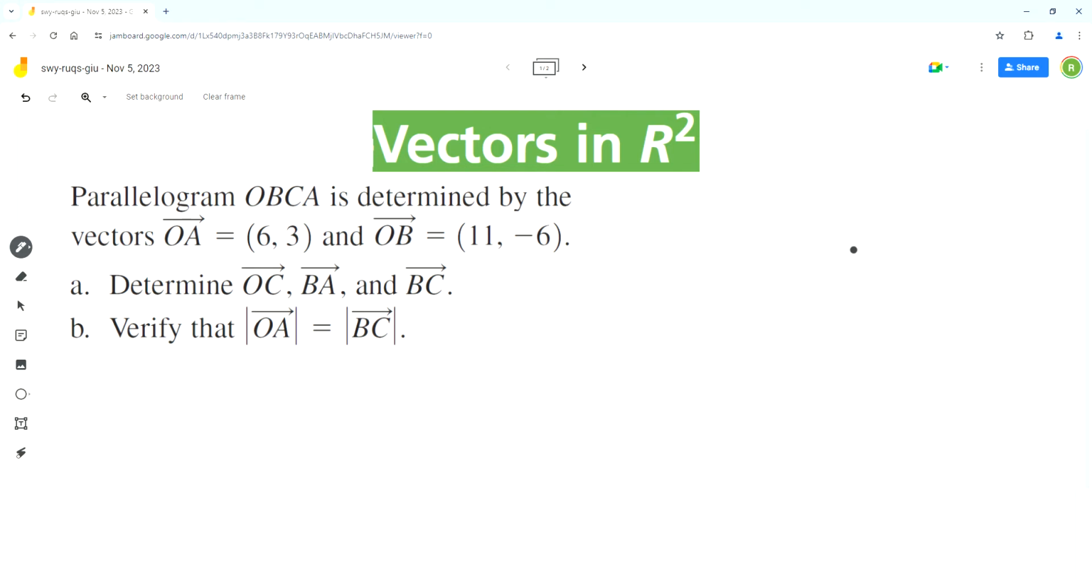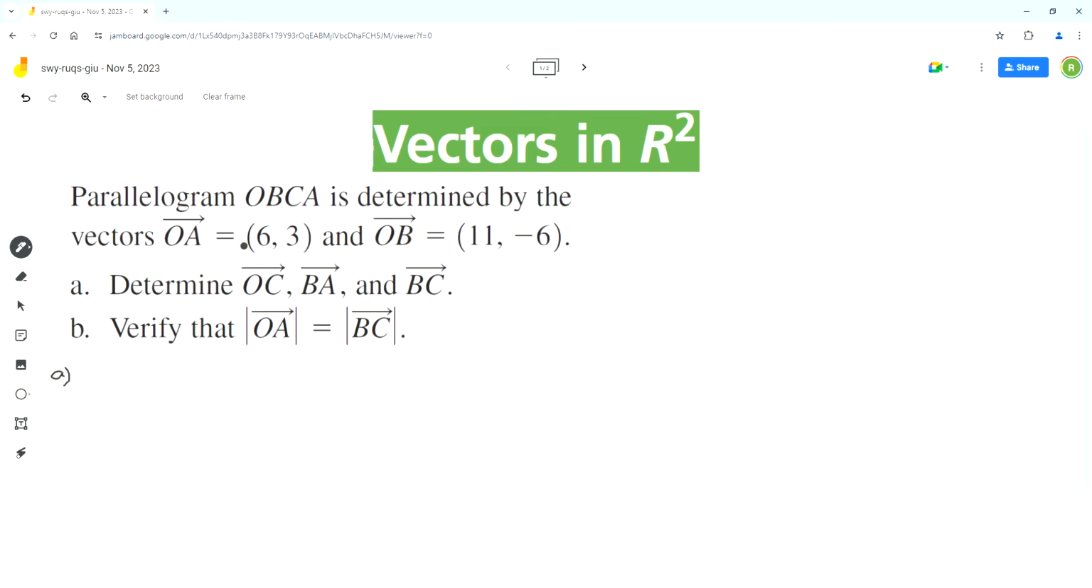So in this video, we'll solve this problem using the concepts of vectors in R squared. As per the problem, parallelogram OBCA is determined by the vectors OA, which is equal to (6, 3), and OB, which is equal to (11, -6). In part A, we have to determine vectors OC, BA and BC. The first step is to sketch this given parallelogram OBCA.